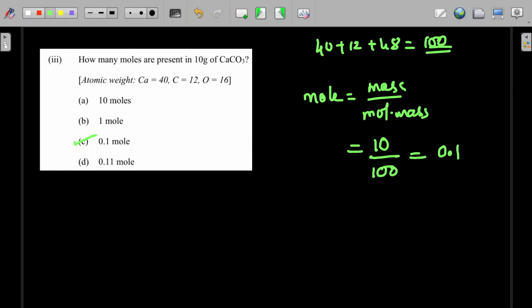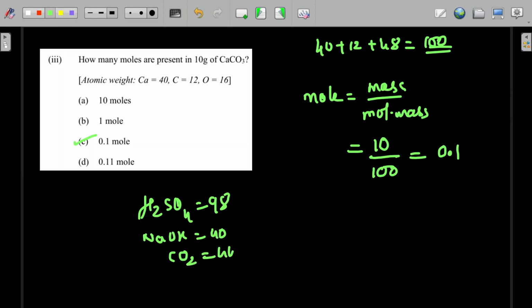Okay. Sometimes you can also remember, like calcium carbonate, straight away the molecular mass 100. Usually whichever questions are repeated. Or sulfuric acid, I remember sulfuric acid is 98. Sodium hydroxide I remember 40. Carbon dioxide 44. Otherwise you can calculate, not a problem.